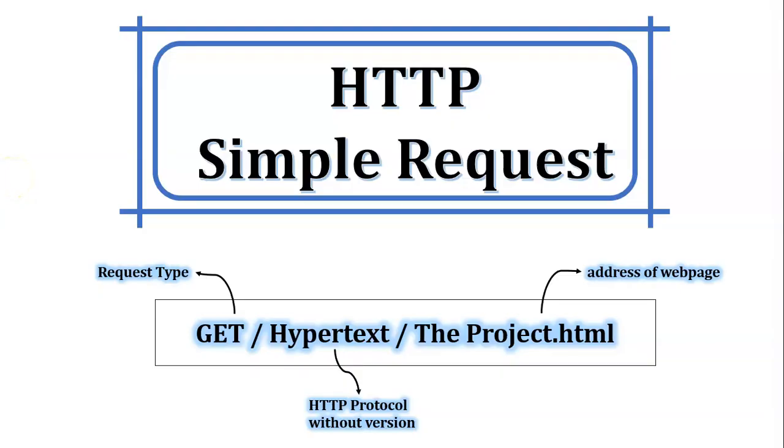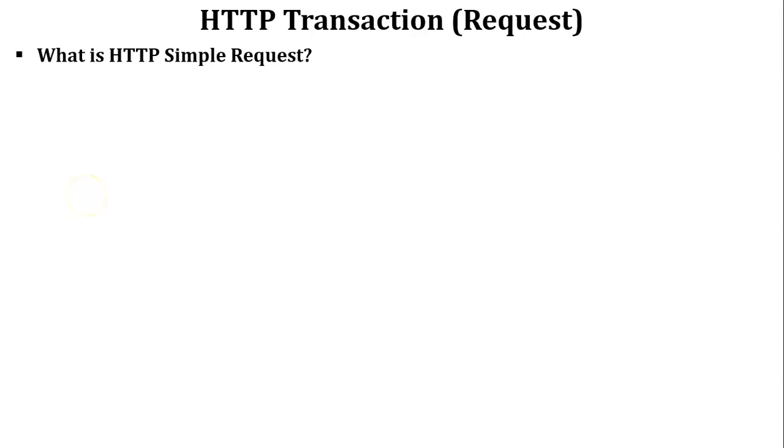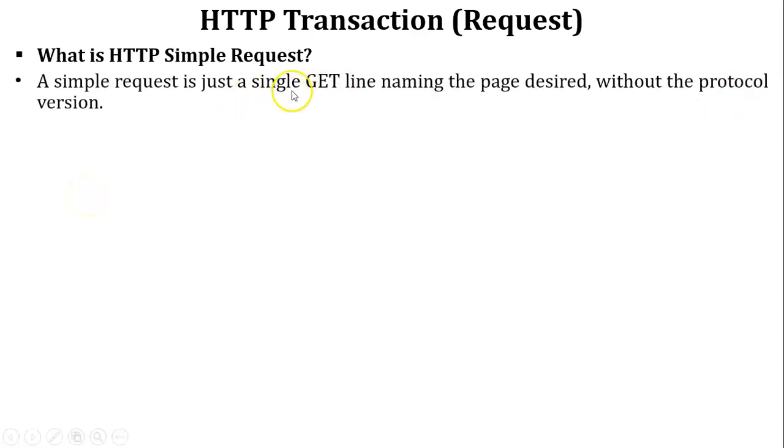In this video, I am going to discuss HTTP simple request, a topic of computer network. So let's start with what is HTTP simple request. A simple request is just a single GET line. Here GET is the method of HTTP request and the page desired, it means the URL of the page, without the protocol version. So no protocol version is mentioned in the simple request.